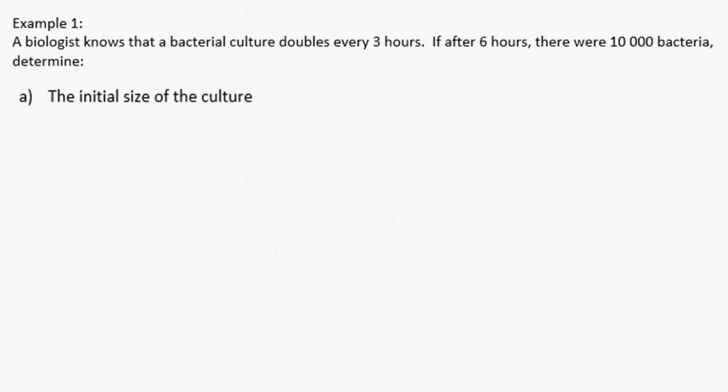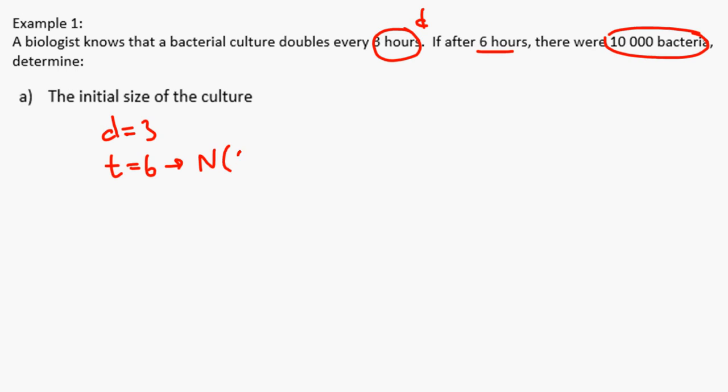Alright, so here's an example. A biologist knows that a bacteria culture doubles every 3 hours. So right away, every 3 hours, this must be my D. So I know D is equal to 3. After 6 hours, there were 10,000 bacteria. So T is equal to 6, N of 6 bacteria, which was 10,000. And then here it says determine the initial size. Initial size will be your A value.